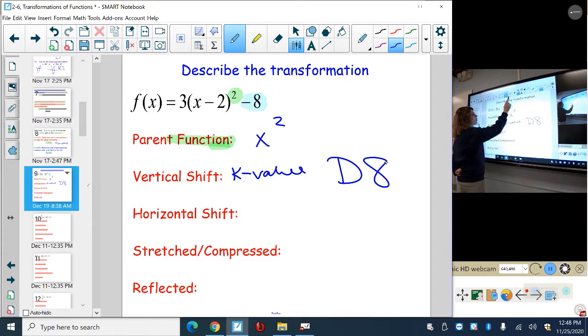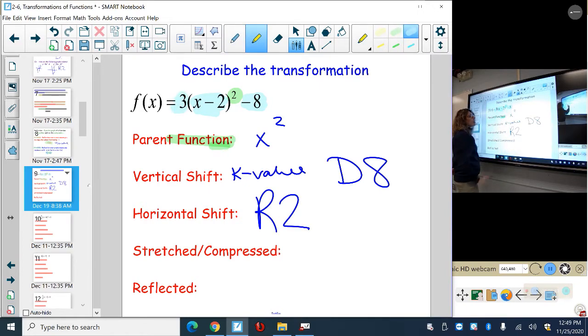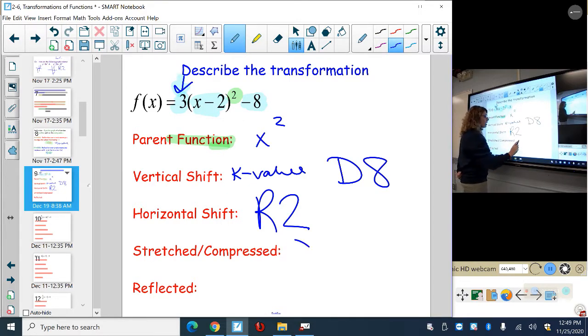The horizontal shift is going to be what's inside. So what's inside is -2, so you think it's going to the left, but it's actually going to the right 2 units. And then this right here is the stretch or compress. It's one or the other. It can't be both. It deals with this value right here. So that is going to be a 3. So it's greater than 1, so it's a stretch of 3.